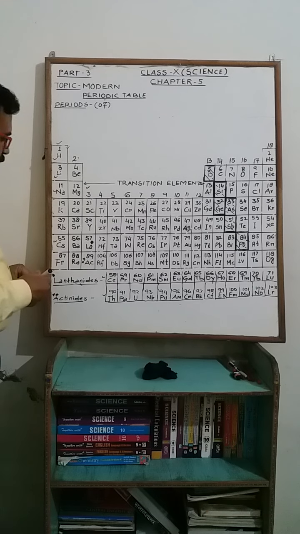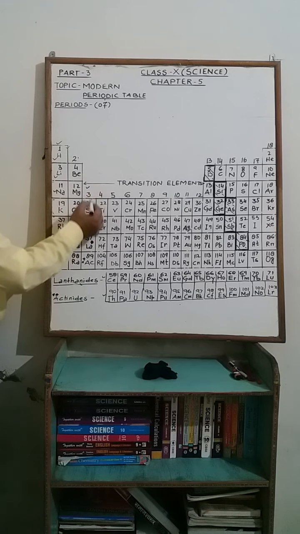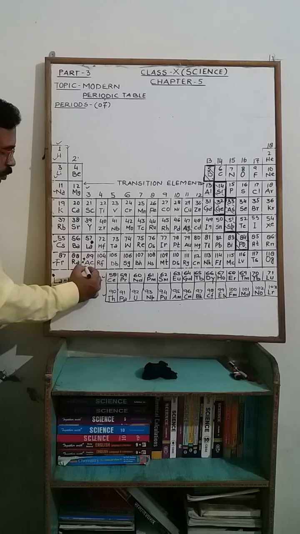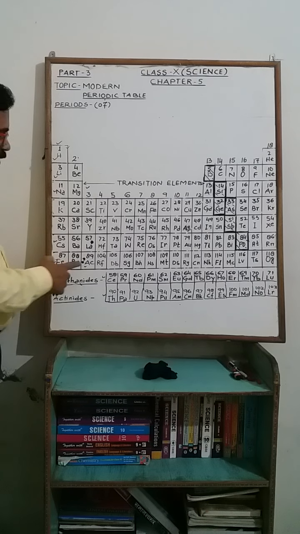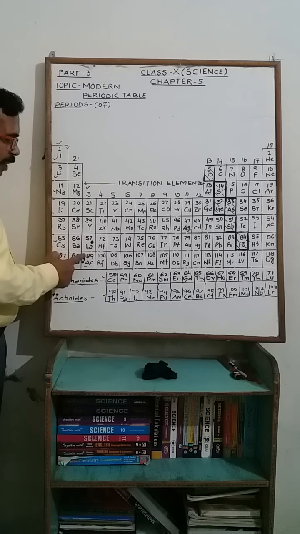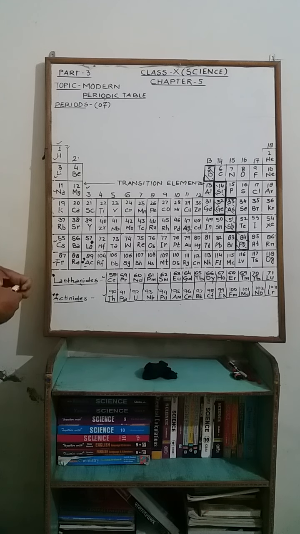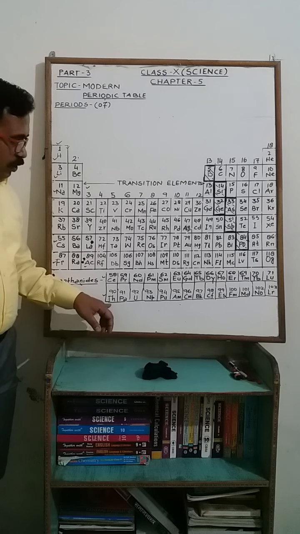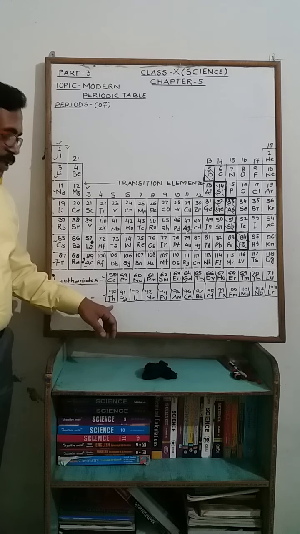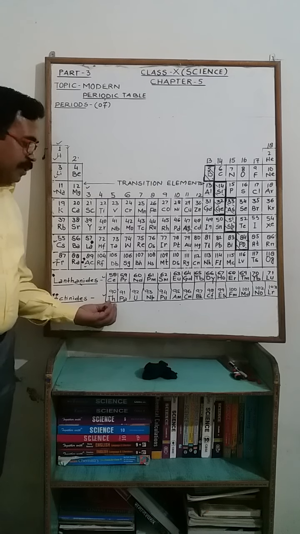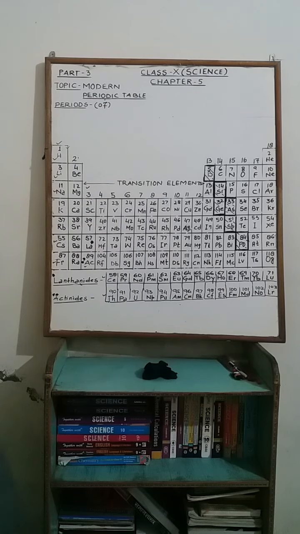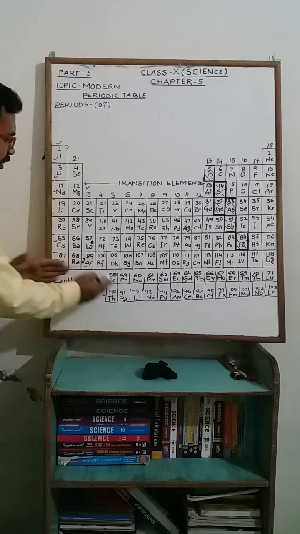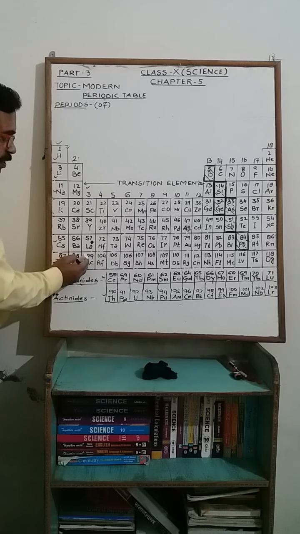The same case in period 7, same group 3. Look, I have made a mark here. The element is actinium, symbol Ac, atomic number 89. Along with actinium, the other 14 elements, again the same case, from thorium, atomic number 90, up to lawrencium, atomic number 103, should be placed together with actinium, but again the same case.